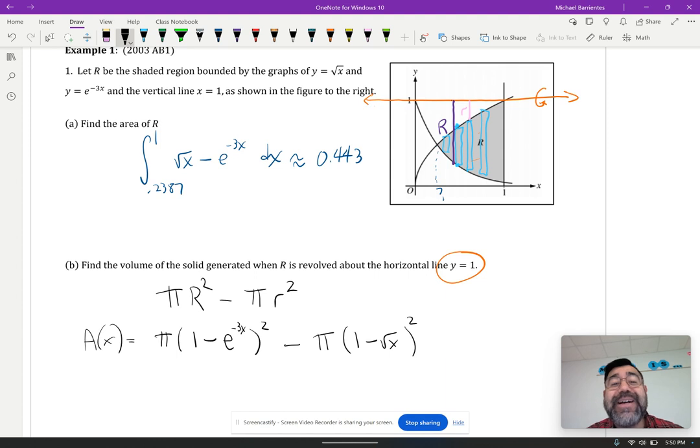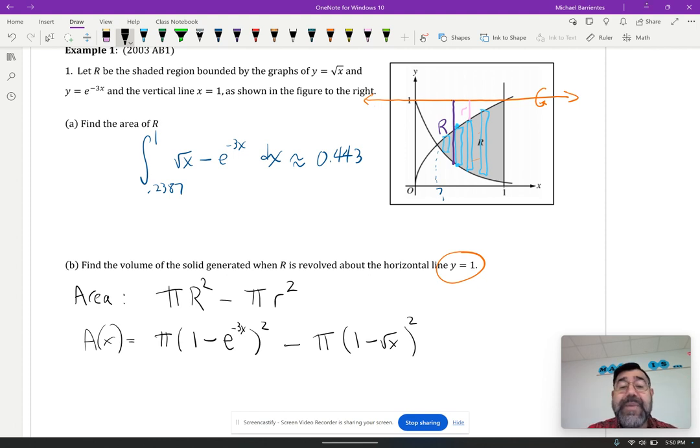This function finds the area of any one of those slices. Remember when we were doing areas of known cross section, can you identify the shape? Can you find the area formula for that shape? Can you create an area function and then take the integral of the area function? Well, that's what we just did here.